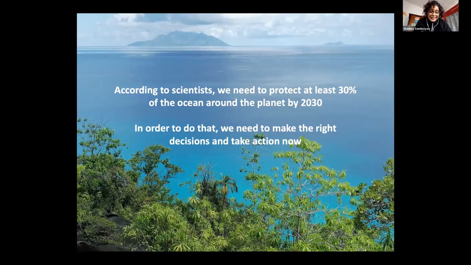So that was it. I hope it was nice to see the things that we saw in the Indian Ocean and the state of it. It inspires every one of us to make a change right now.